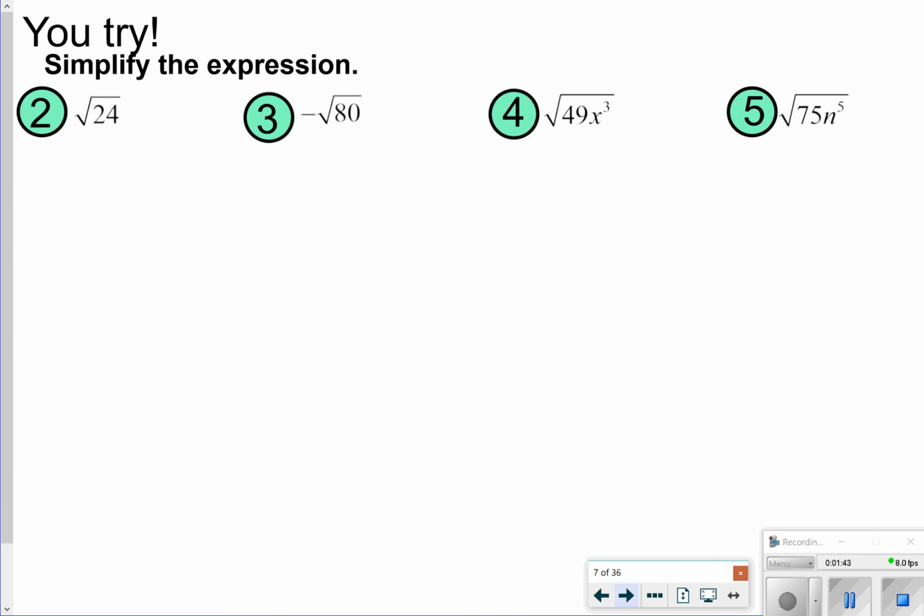So let's go ahead and give these a try. We have numbers 2 through 5 right here. Again, you want to try to break them up into perfect squares, and then go ahead and simplify as low as you can. So let's go ahead and pause here, try it, and then once you're done, click play.